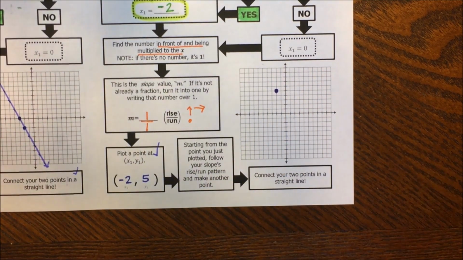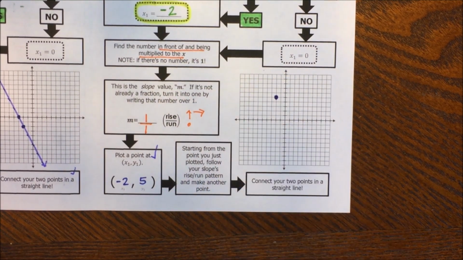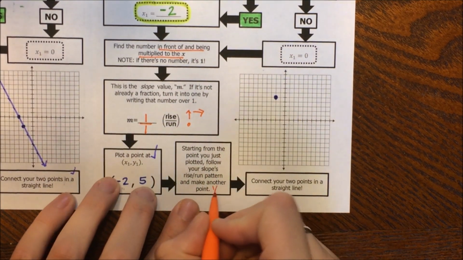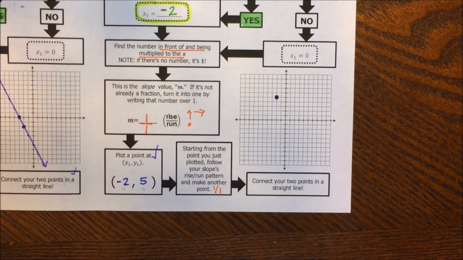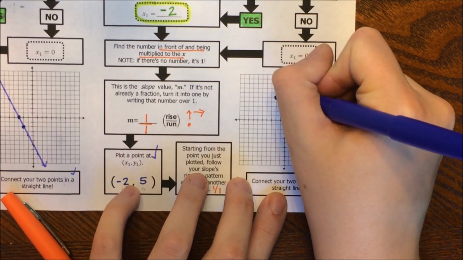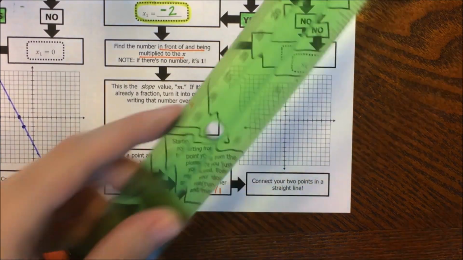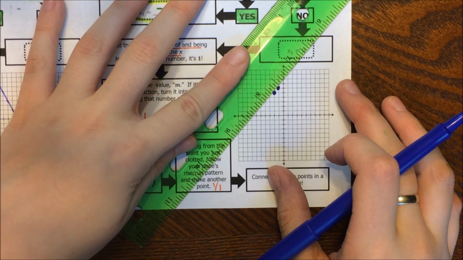And then to get an extra additional point, it says starting from the point we just plotted, so this guy, follow the slopes rise over run pattern to make another point. So again, our rise over run pattern was 1 over 1. So we're going to go up 1 over 1. And like we've been talking about, we'd be good. We could just connect the points right here.